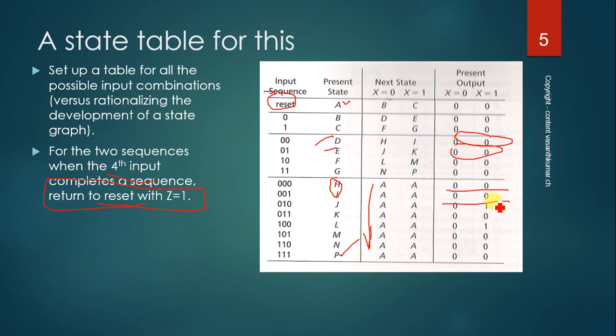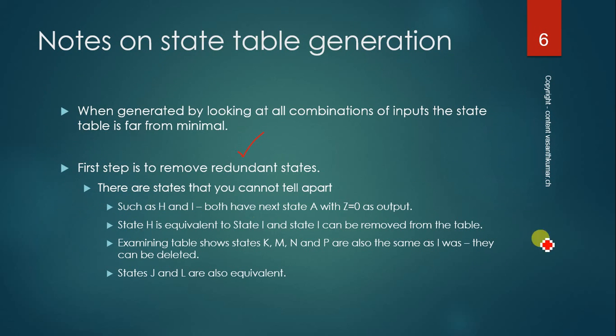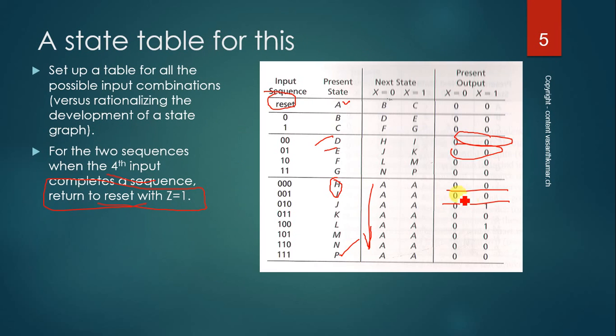Look at this. First thing is, let us assume H and I for this. H is an equivalent state to I, because the next state in both the cases is A only. In this case the next state is varying. In all the other cases the next state is varying, but here the next state is not varying at all.